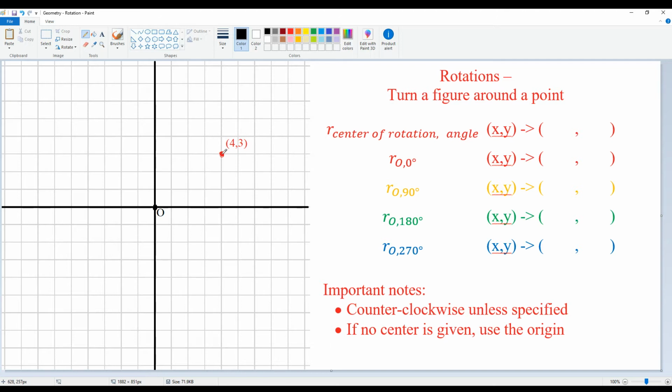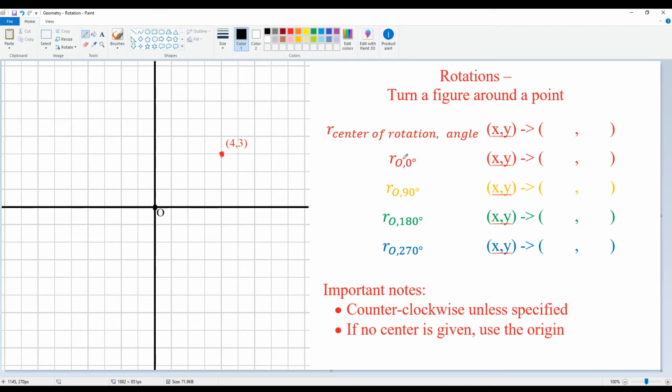So your pre-image, your center of rotation, and your image form an angle that's that many degrees. So if I rotate it 90 degrees, I'm going to form a 90-degree angle. And then that distance from the center of rotation is going to be congruent for the pre-image and for the image.